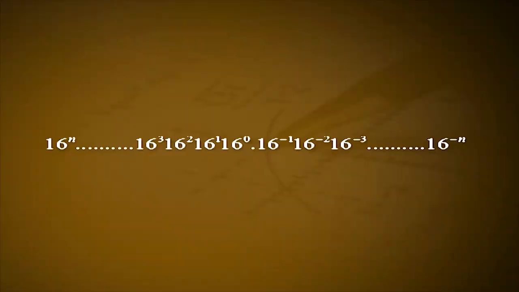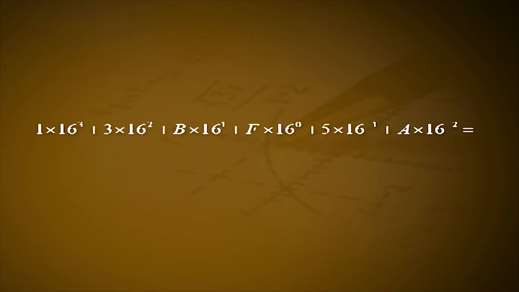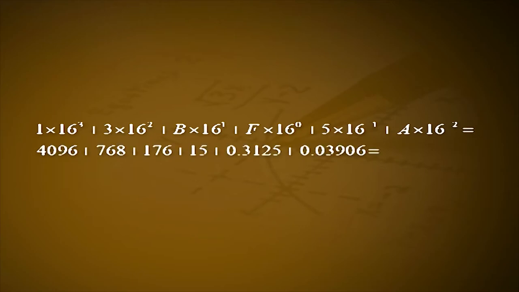The decimal equivalent of the hexadecimal number 13BF.5A is 1 into 16 cube plus 3 into 16 square plus B into 16 raised to 1 plus F into 16 raised to 0 plus 5 into 16 raised to minus 1 plus A into 16 raised to minus 2, which is equal to 4096 plus 768 plus 176 plus 15 plus 0.3125 plus 0.03906, which is equal to 5055.35156.